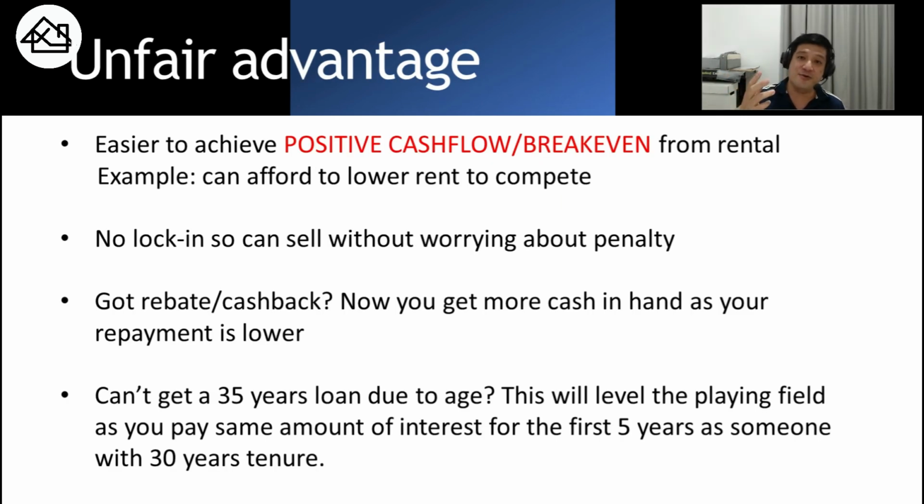So these are a few unfair advantages, I would say, if you take an interest only mortgage. It's easier to achieve positive cash flow or break even for rental. Let's say you face a very steep competition, everybody wants to rent out, everybody is throwing out prices. You can afford to go lower if you want, because you will already achieve positive cash flow or break even. You can afford to go lower and wait until the situation gets better.